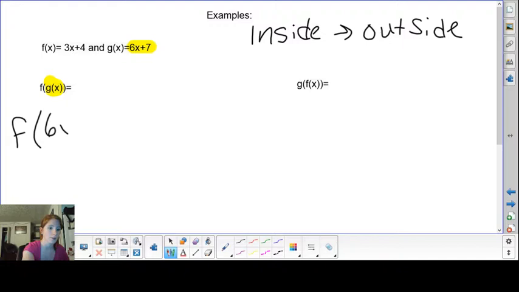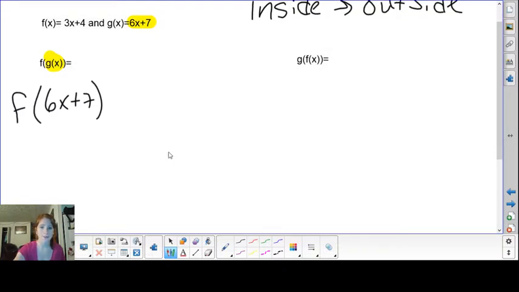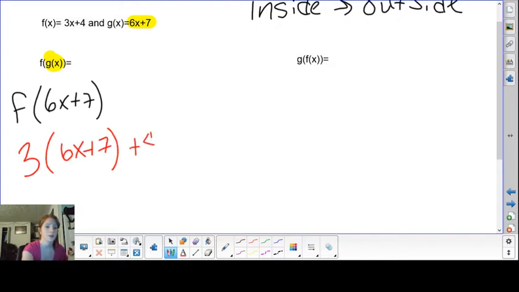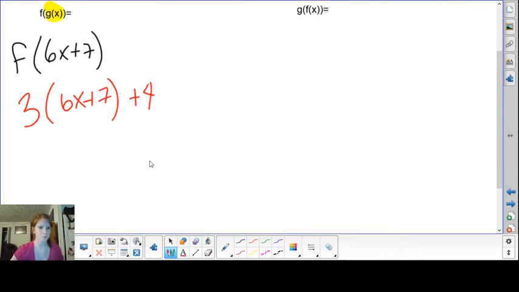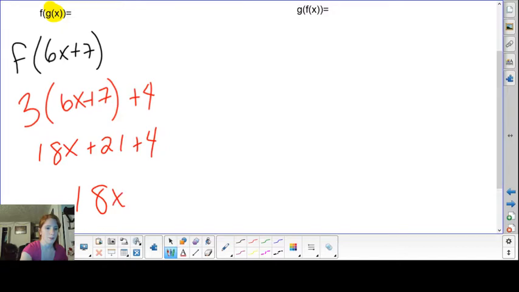My parentheses did not look great, so let's try that again. Essentially what I'm trying to do here is take that 6x plus 7 and plug it into my f. So my f of x, excuse me, is 3x plus 4. Every time I see an x, I'm going to have the 6x plus 7. I'm going to simplify. So I get 18x plus 21 plus 4, which gives me 18x plus 27.